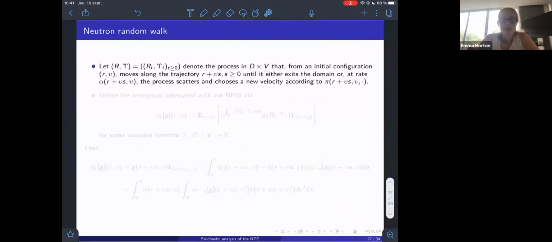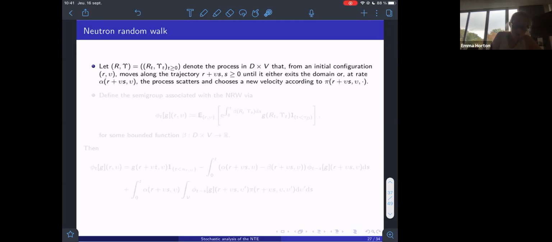And so for the moment, I'm just going to forget about the branching process that I defined. And I'm going to introduce a new process called the neutron random walk. And this is given by the couple R and epsilon, where R is the position of a single particle at time t, and epsilon t is its velocity. And it moves around in the same space in the reactor with the same velocity space. And it moves from an initial configuration R and V, and still moves in a straight line until it either hits the edge of the reactor, in which case it's killed as before, or it scatters.